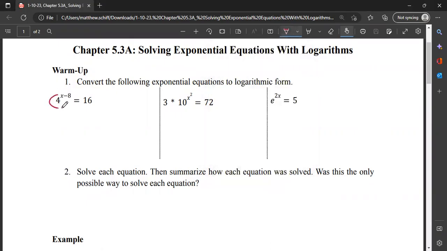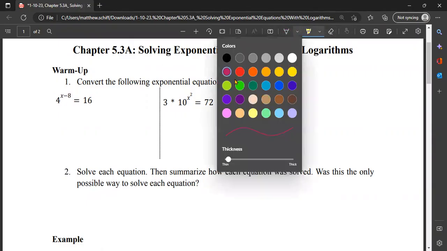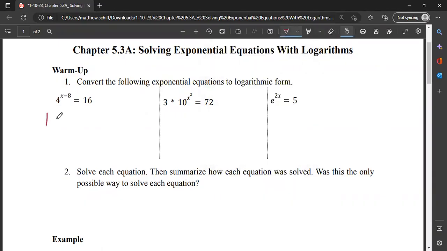So in the first one, the exponential term has already been isolated. It's the only term on that left side. So I know my base is 4. So I'm going to start by writing log base 4 of the result 16, and then this equals the exponent of x minus 8.